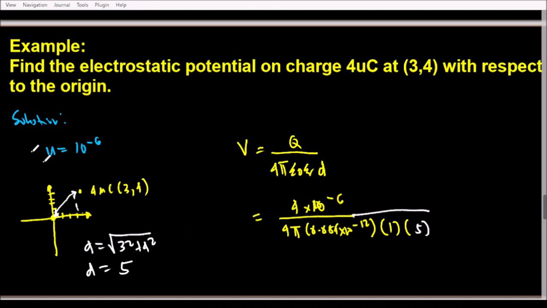Okay. So using your calculator, which I believe you don't have any calculator. Okay, so 4 EXP negative 6, then we have 4 shift pi times 8.854 times 10 to the power of negative 12 times 5. So 7,190.2. So the unit for this one is in volts. Okay?